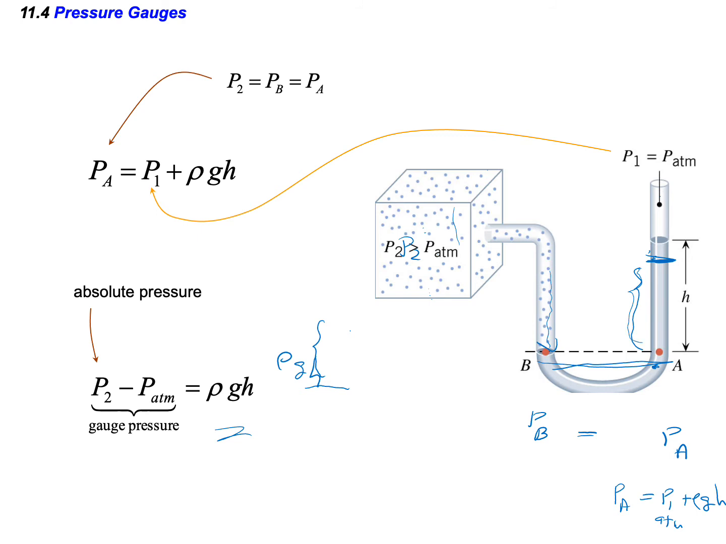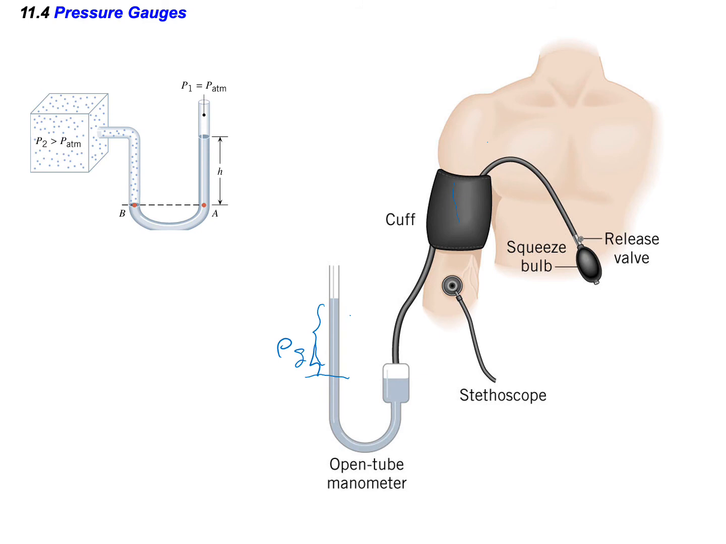And we can use this concept to make a blood pressure monitor. The pressure here is greater than the pressure outside. So this level and this level have the same pressure. So the pressure difference is rho GH, which is equal to the blood pressure. Rho GH: density of the fluid, gravity, and the height of this column.